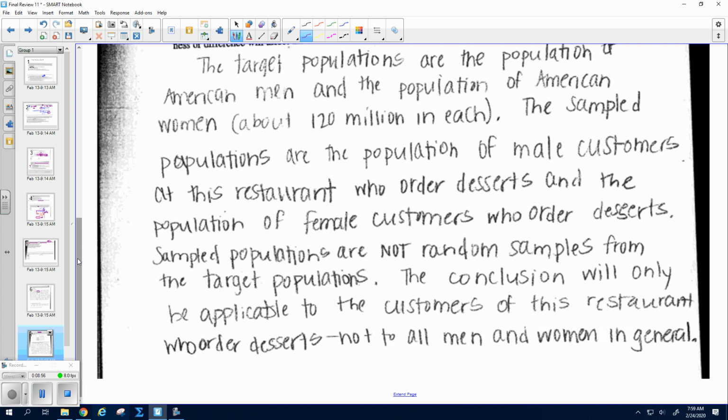So the sampled populations, they're not really, in this case, representative of what the target population was. So again, we can only conclude for people like the ones in the study. So for customers of this restaurant who actually order dessert. You cannot draw conclusions for all men and women in the US.